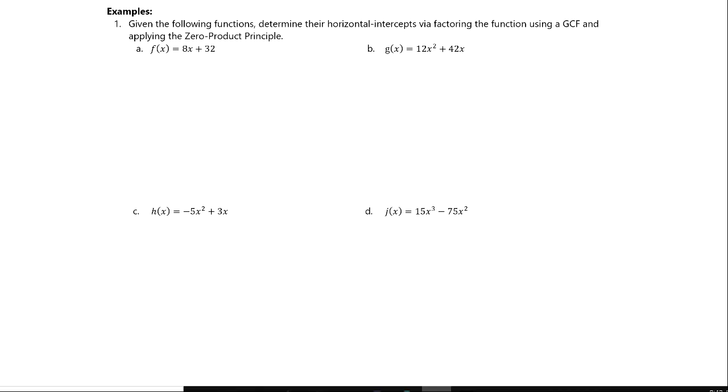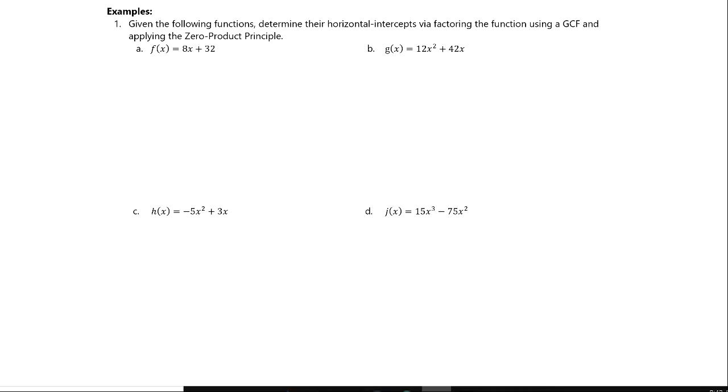We're going to start talking about how we can work with different types of functions, whether it's a linear function or quadratic function or higher degree functions. We want to determine their horizontal intercepts by doing the factoring, and we want to use a greatest common factor, GCF, and apply the zero product principle to help the process of finding horizontal intercepts by hand.